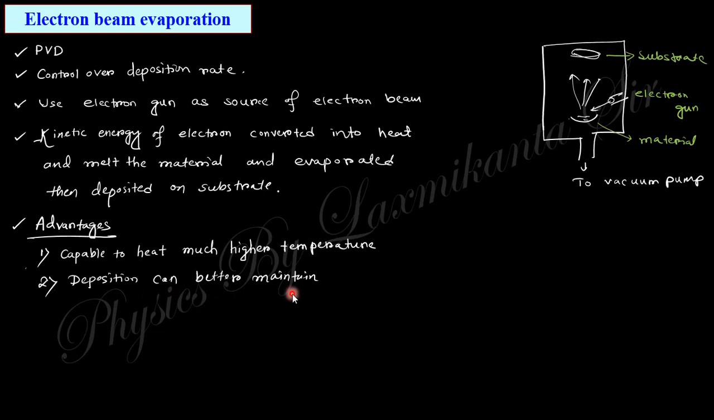So the deposition is better monitored, and any material which can be evaporated can be made into a thin film using electron beam evaporation.